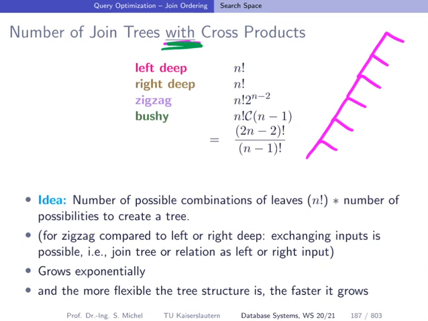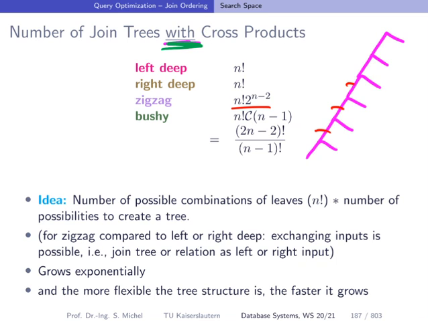And for zigzag, it's getting a little bit more complicated. Zigzag is also a linear tree, like the other two, with the difference that the input relation to the join operator is not fixed to be on the left or right side, as in the left or right deep trees. In zigzag, at least one input has to be a relation. So what that means for the structure is that we can swap here, we can swap there, we can swap there, and so on. We don't have to swap, but we can swap.